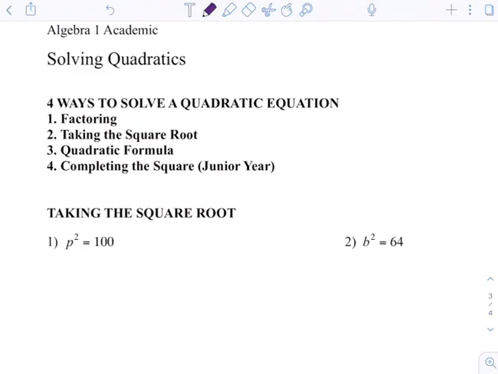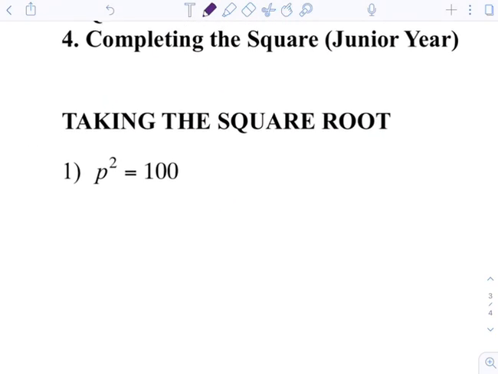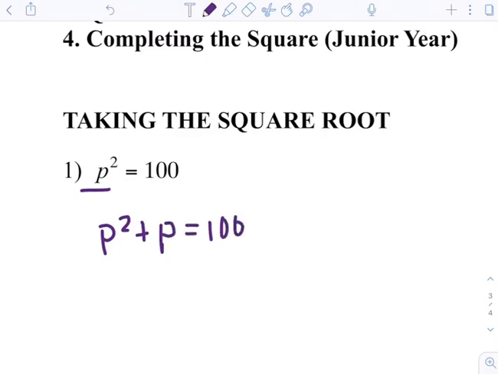When you're solving quadratics and you want to use taking the square root, the time that is appropriate to use this method is when all you have is a variable squared and not another variable present. So let's say this was like p squared plus p equals 100. Well, since we have this p, we wouldn't use taking the square root. That wouldn't be the method we would use. I would need just p squared and not another p.